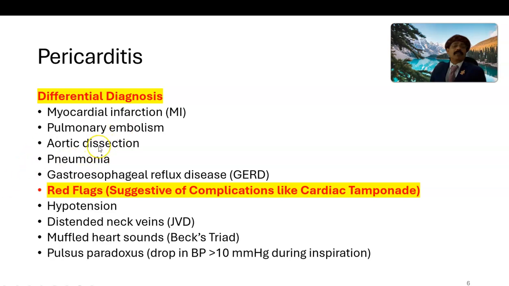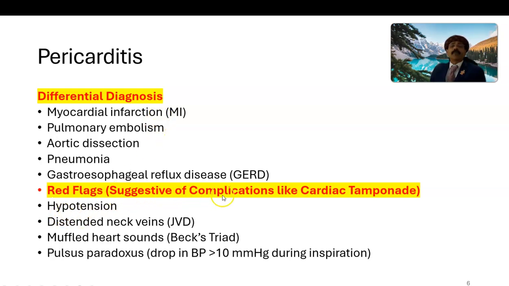Pneumonia: that pain is usually very severe. In pneumonia, there is a history of respiratory tract infection. Gastroesophageal reflux disease. These all are differential diagnoses of pericarditis. Suppose myocardial infarction in a diabetic patient: it may not be very painful.